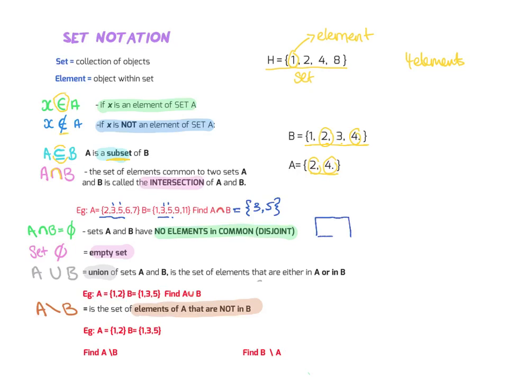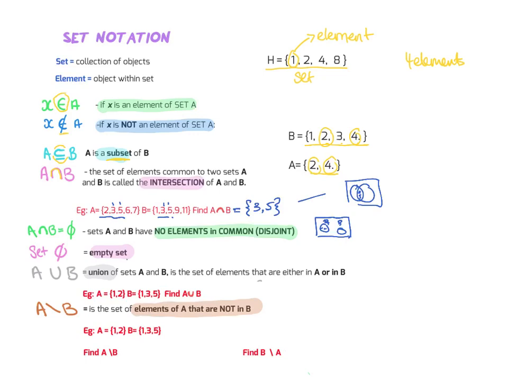Now A union B means that we want all the elements either in A or B. So if I was to find in this example A union B, you write all the elements, but you don't need to write them twice, you just write them out once. So you can see we've got every element there.